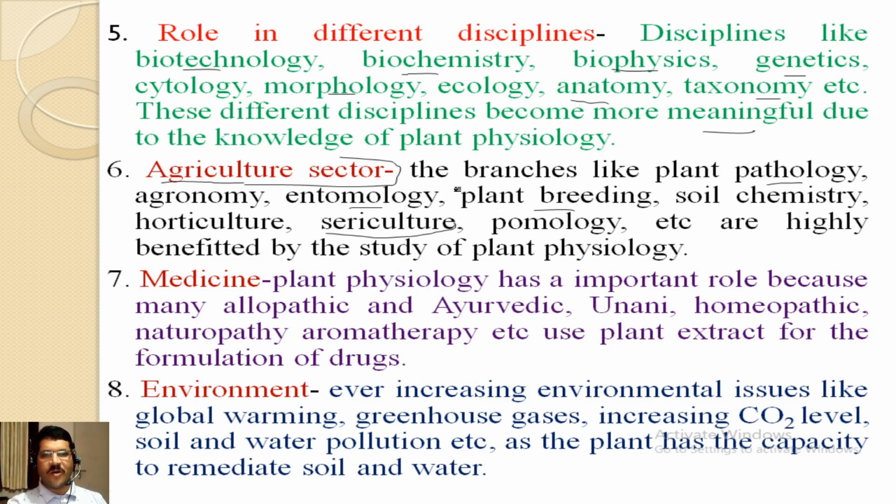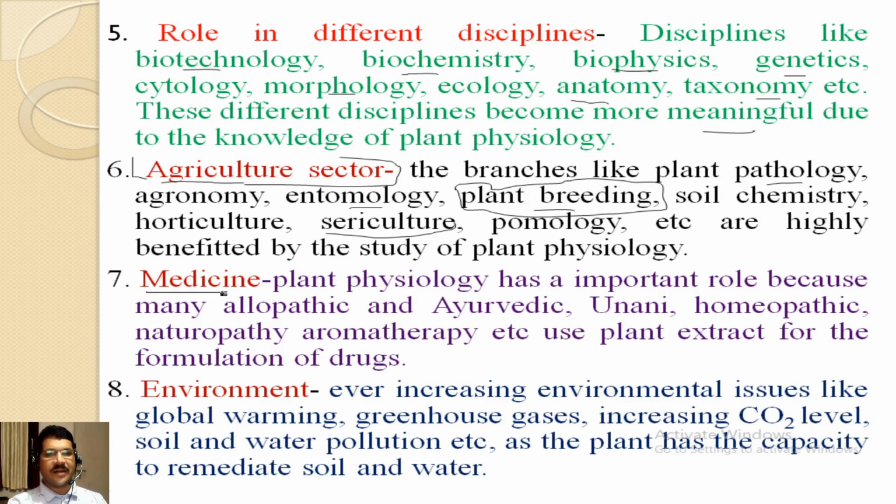Also, if we want to do any breeding experiment, meaning if you want to produce a hybrid plant by using two pure line parents, then we should have knowledge of the two parents selected for the cross, for the purpose of breeding. This knowledge comes from physiology. All these things are included in the agriculture sector, so the scope of physiology is very important in the agriculture sector.